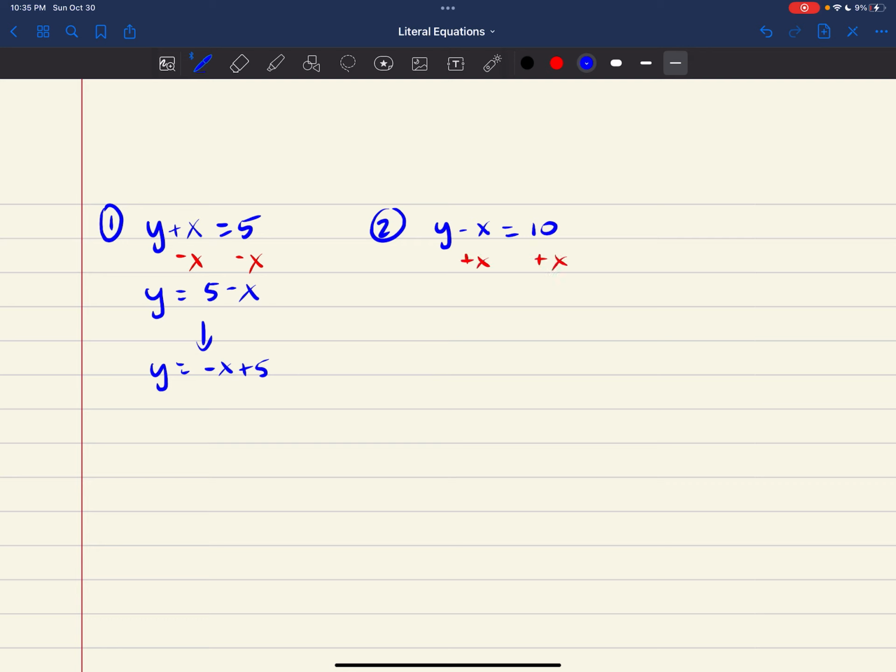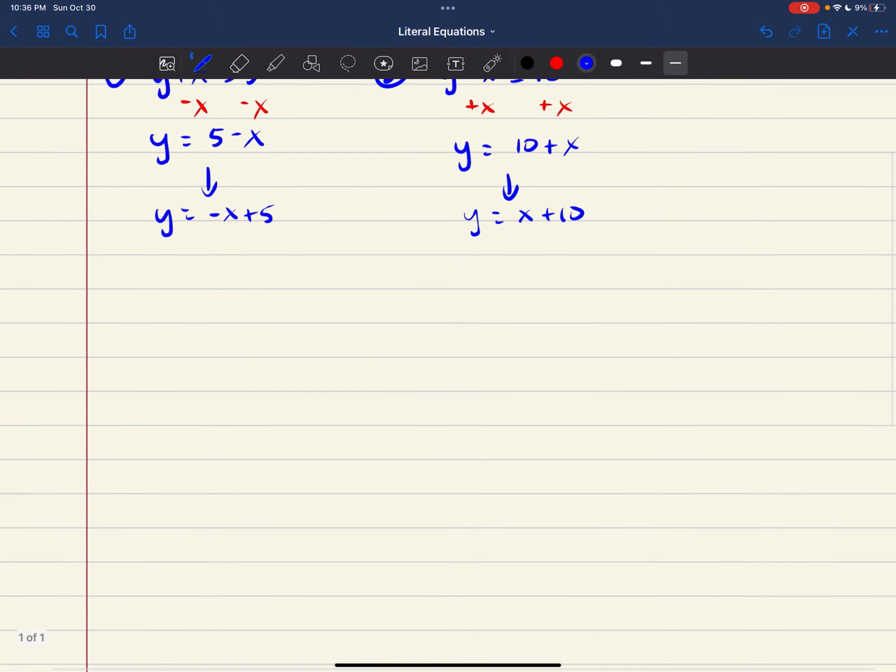So I'm left with what? Y equals 10 plus x. But again, I like to write it in the form y equals mx plus b. So I'm going to rewrite that as y equals x plus 10. Okay? Let's take a look at another problem.